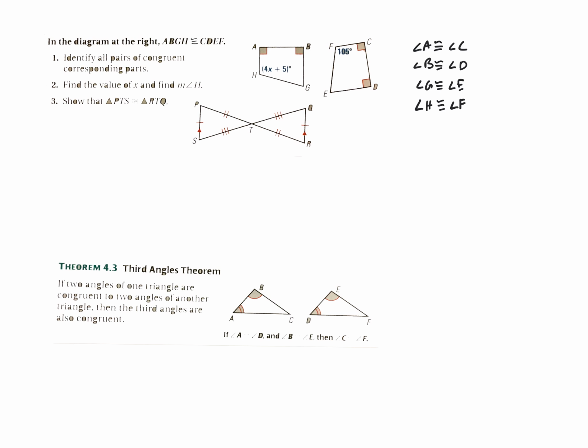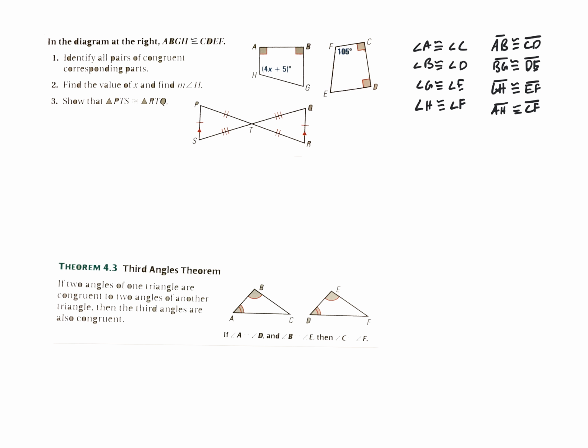That's all the angles, but I also have four sides. So I'm going to say AB is congruent to CD, and BG is congruent to DE, and GH is congruent to EF, and AH is congruent to CF. So four parts, four angles, four sides.